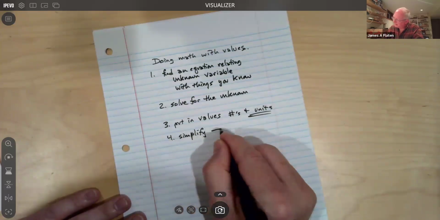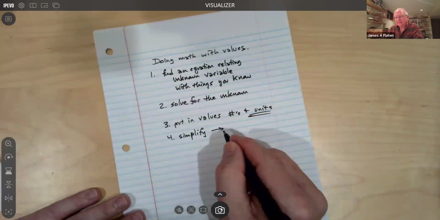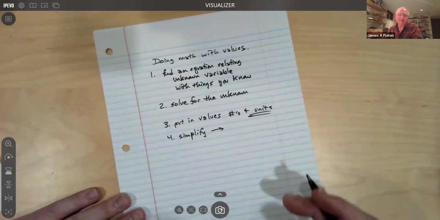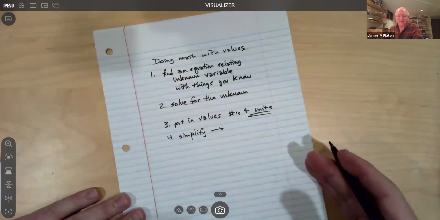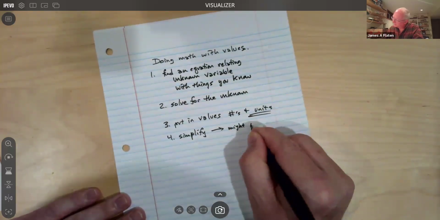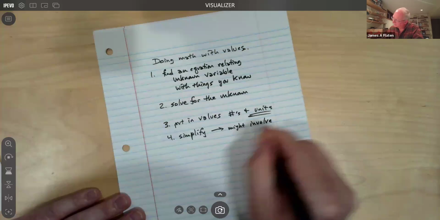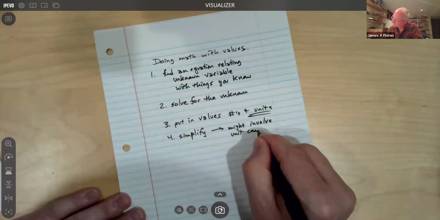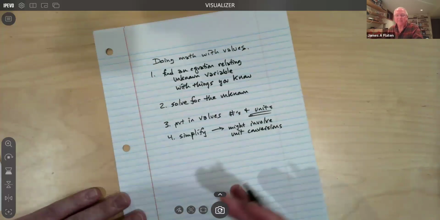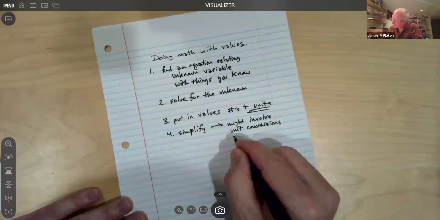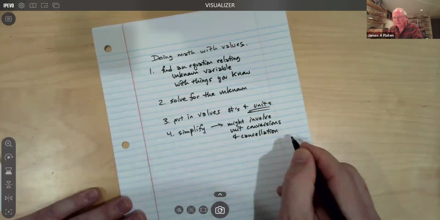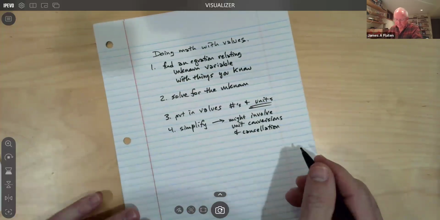Simplify. Sometimes you'll find that there are units that aren't going away, and the reason is you have hours in the numerator and minutes in the denominator. Well, you might want to convert the hours into minutes, and then the minutes would cancel out. So when you simplify, this might involve unit conversions. As the term suggests, simplified does mean it probably will involve cancellations. I'm looking for things to cancel, but I might not be able to cancel them until I've converted them.